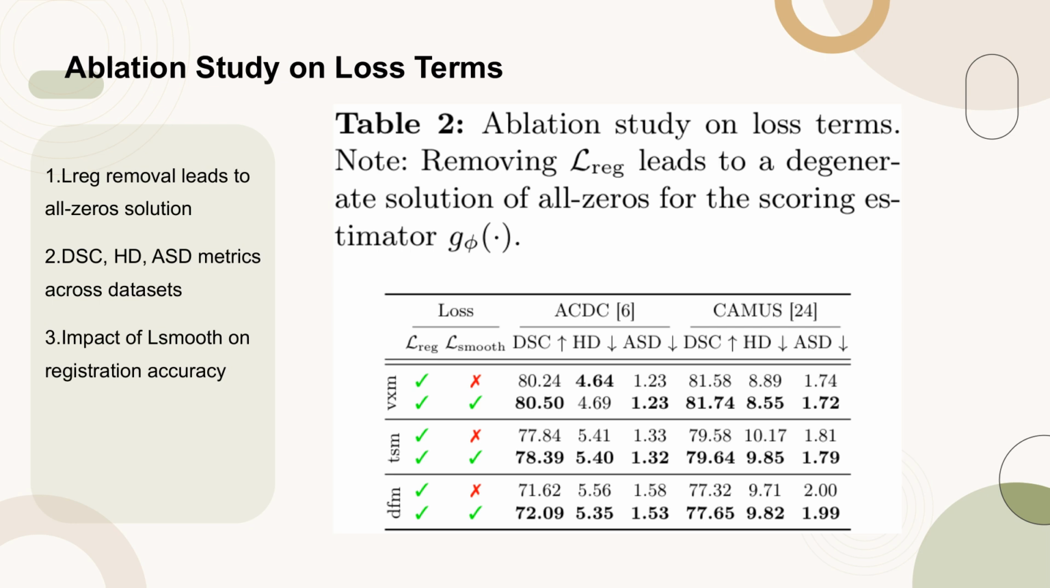The study reveals that removing the reg term results in a degenerate solution where the scoring estimator G outputs all zeros. The table compares the dice similarity coefficient, DSC, Hausdorff distance, HD, and average symmetric surface distance, ASD, across datasets ACDC and CAMUS. It highlights the effect of the smooth term on improving registration accuracy. The results underscore the critical role of each loss term in achieving optimal registration performance.